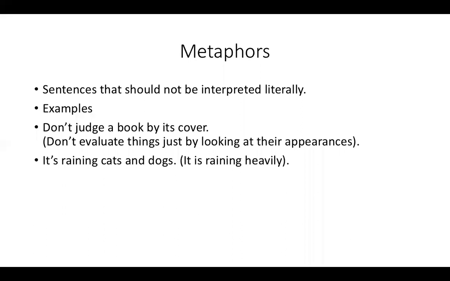Examples. Don't judge a book by its cover. The interpretation is that we shouldn't evaluate things by just looking at their appearances. It's raining cats and dogs. The interpretation is normally that it's raining heavily. Of course, it cannot rain cats and dogs because cats and dogs do not fall from the sky. So metaphors are sentences we normally do not interpret literally. They are sentences with other implicit meanings that are not found in the wording of the sentence.